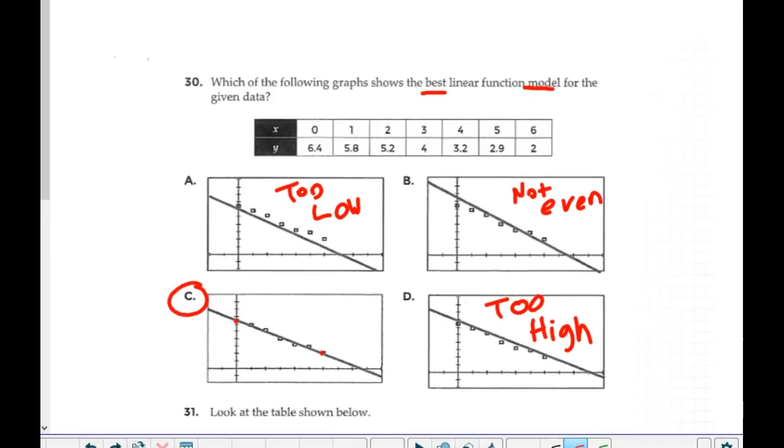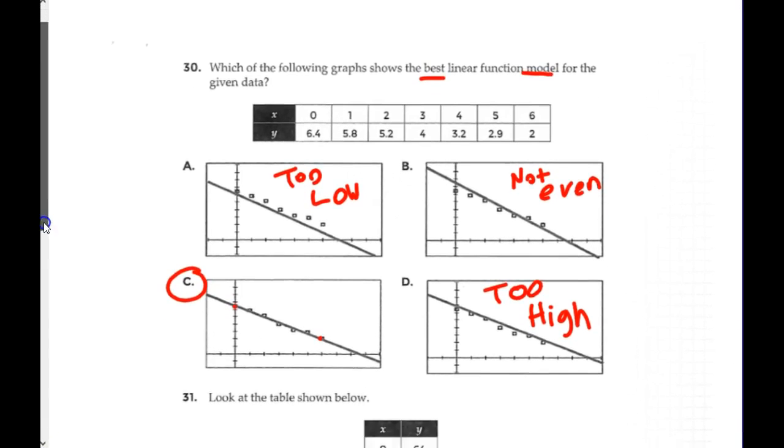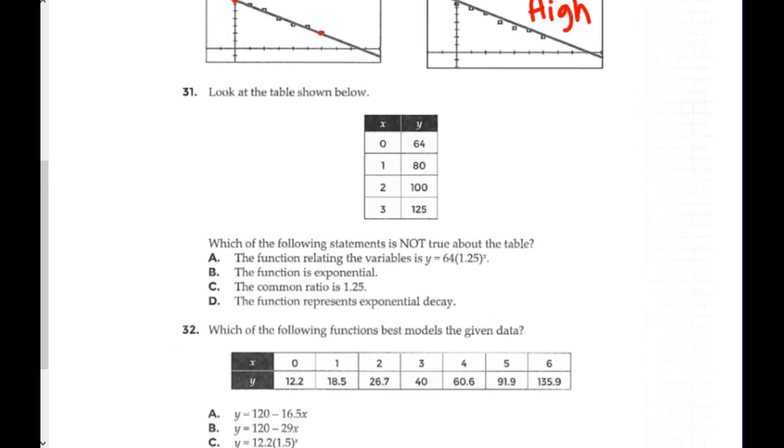Cool. Oh, don't move that. Moving this down. Cool. 31. Look at the table below. Which of the following statements is not true? Now, first of all, let's subtract. 80 minus 64 is 16. 100 minus 80 is 20. This is 25. Those aren't the same.